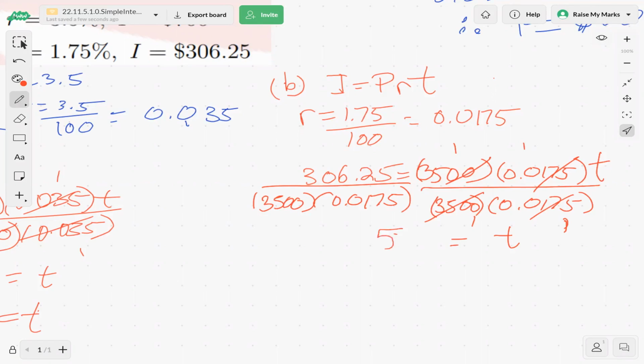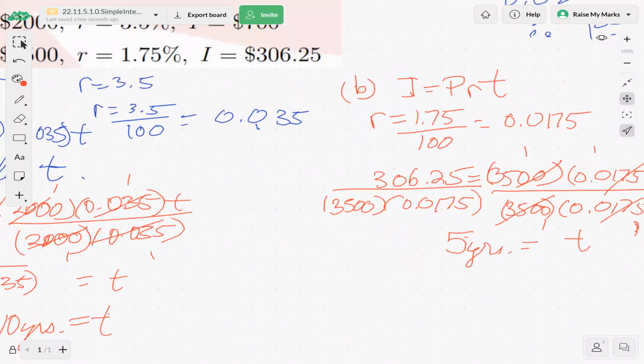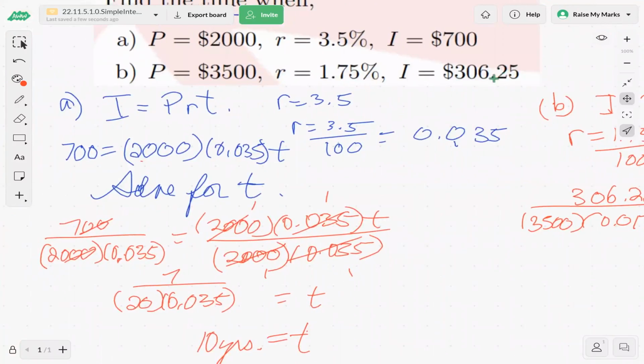And again, it works out really nice. t equals 5 years. So it takes 5 years to earn $306.25 in interest when we're given an annual interest rate of 1.75%, and we start with a principal of $3,500. Well, it's good to know.